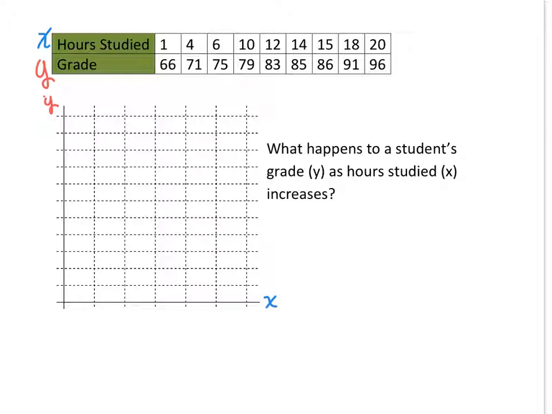If x goes from 1 to 20 and we have 1, 2, 3, 4, 5, 6, we can't divide 20 by 6, but we can divide 20 by 5. So I'm going to let this be hours studied, and we're going to have this be 0. This is going to be 5 hours, 10, 15, 20, 25. And then this over here is going to be your grade.